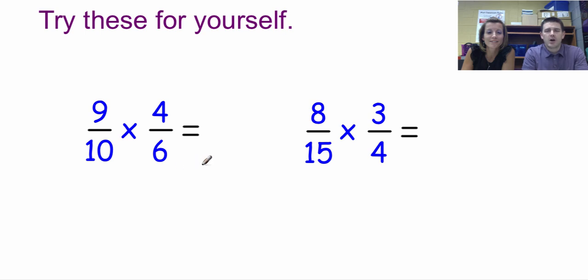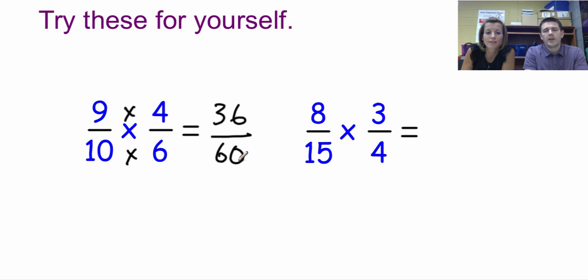All right, hopefully you've paused it. You've hit play again. You're ready to see how you did. So I'll walk you through the first one. 9 times 4, numerator times numerator, is 36. Denominator times denominator, 10 times 6 is 60. So we got that far.